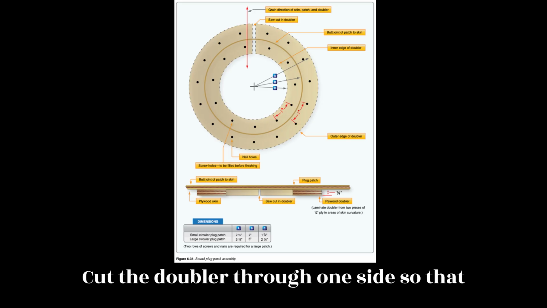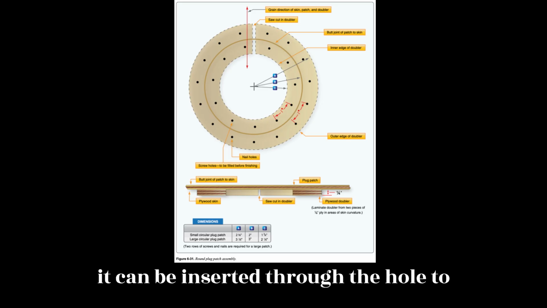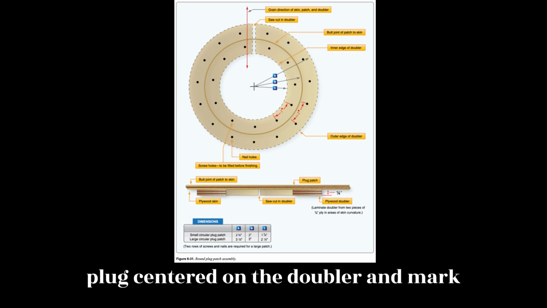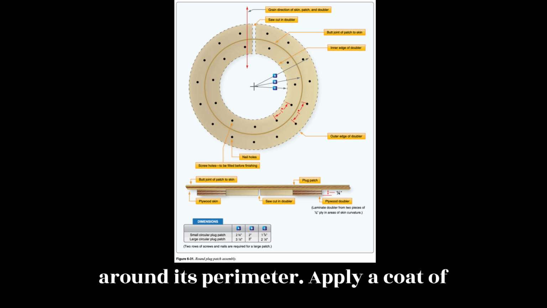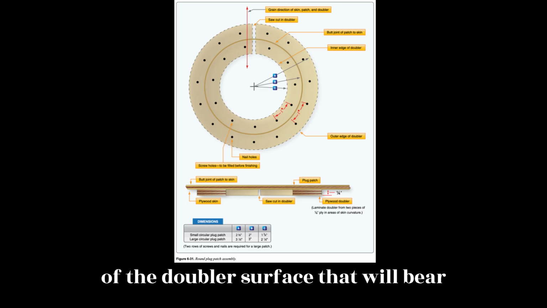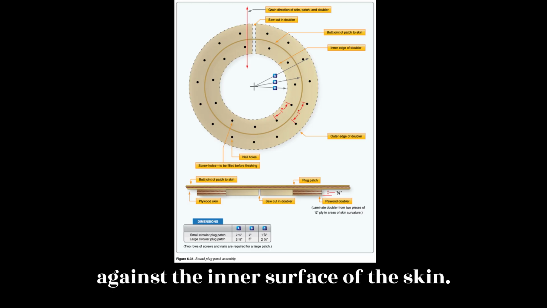5. Cut the doubler through one side so that it can be inserted through the hole to the back of the skin. Place the patch plug centered on the doubler and mark around its perimeter. Apply a coat of glue outside the line to the outer half of the doubler surface that will bear against the inner surface of the skin.